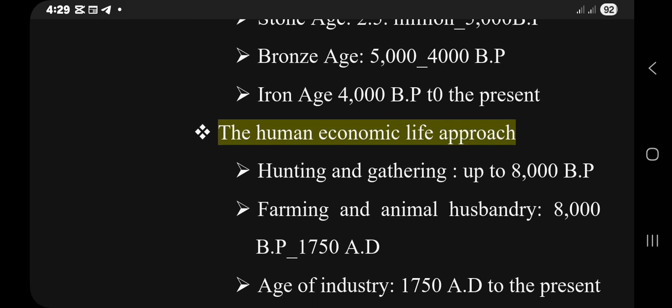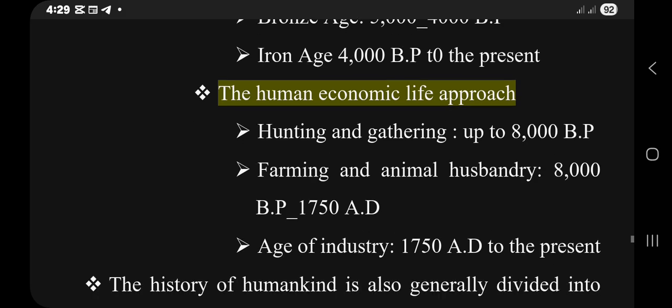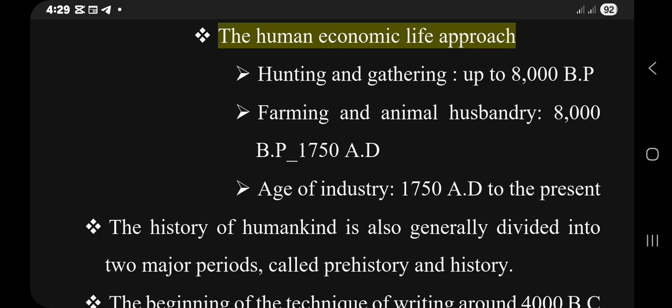The next one is human economic life. Hunting and gathering is up to 8,000 BP. Farming and animal husbandry came after the beginning of agriculture, from 8,000 BP to 1750 AD. The age of industry is from 1750 AD to the present. The age of industry began after the outbreak of the Industrial Revolution in Great Britain.